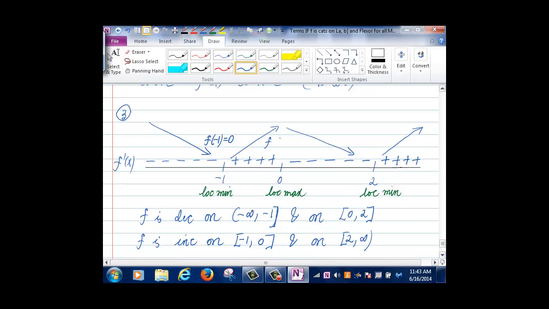What is f of 0? That's 5. What is f of 2?